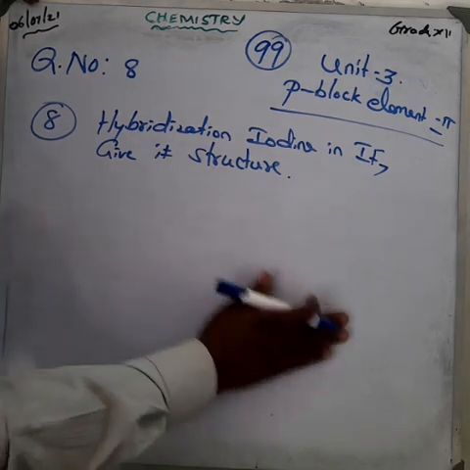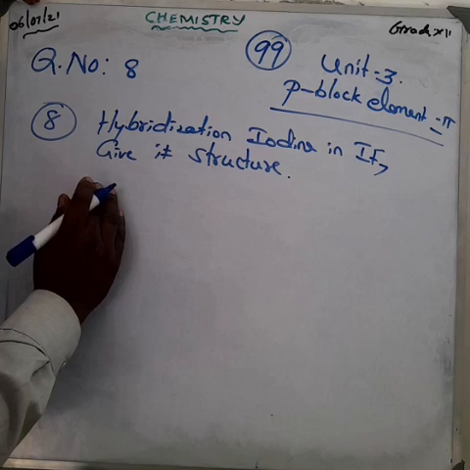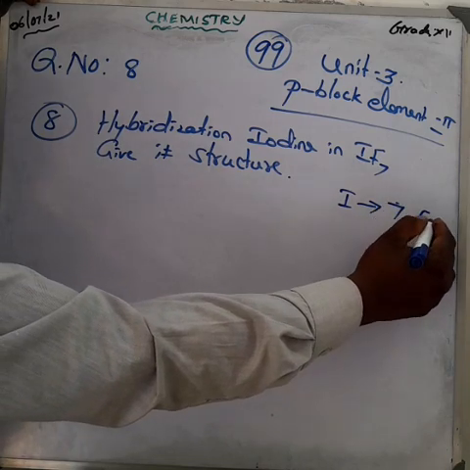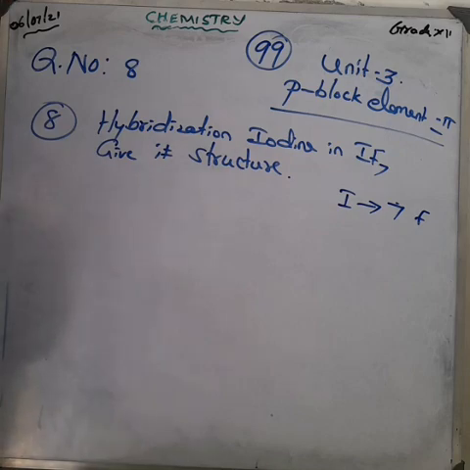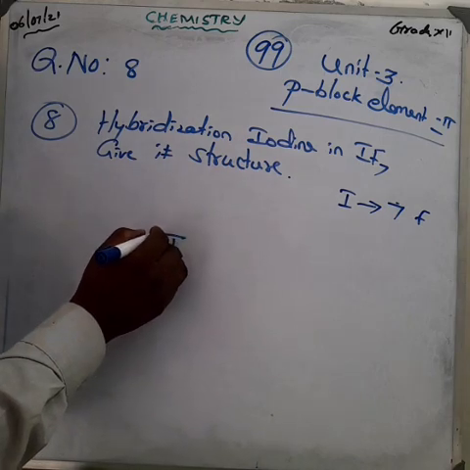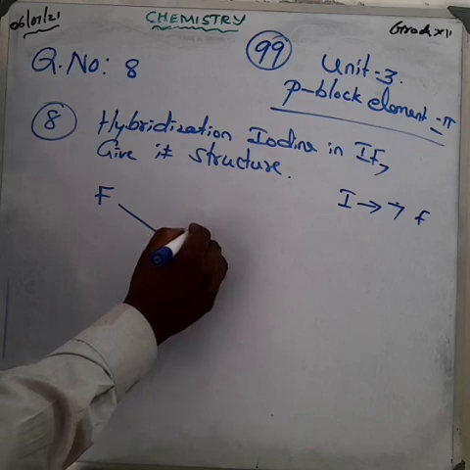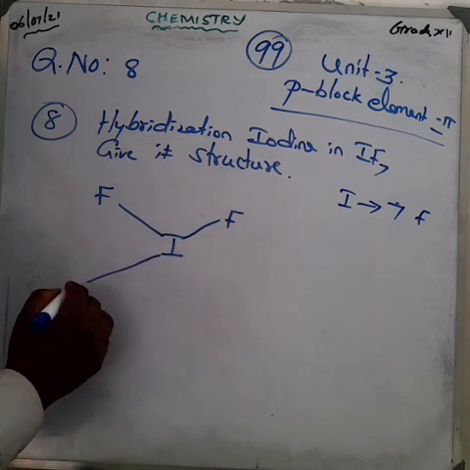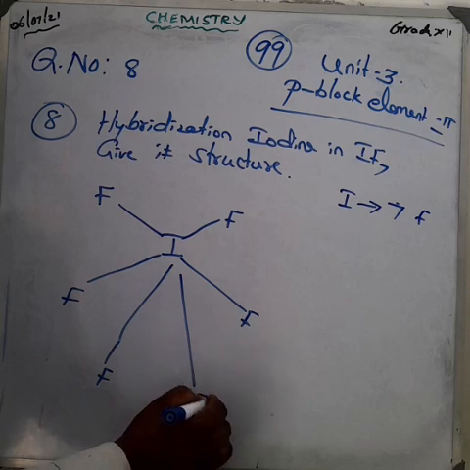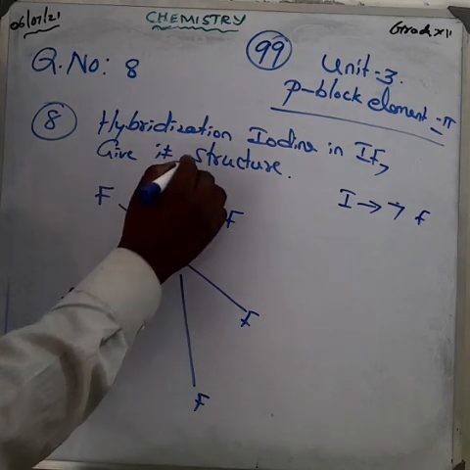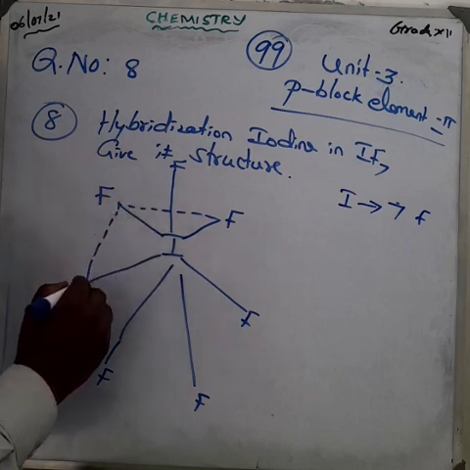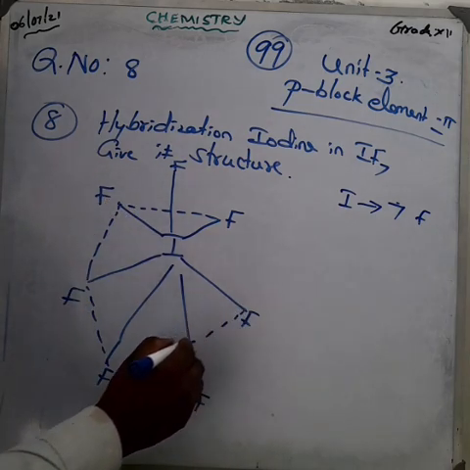Dear children, iodine is bonded with 7 fluorine. Am I right? Suppose the central atom is iodine. This iodine is surrounded by 7 fluorine. Fluorine 1, fluorine 2, fluorine 3, fluorine 4, fluorine 5, fluorine 6, and one more, fluorine 7. Now I am joining here fluorine, here also joining fluorine.